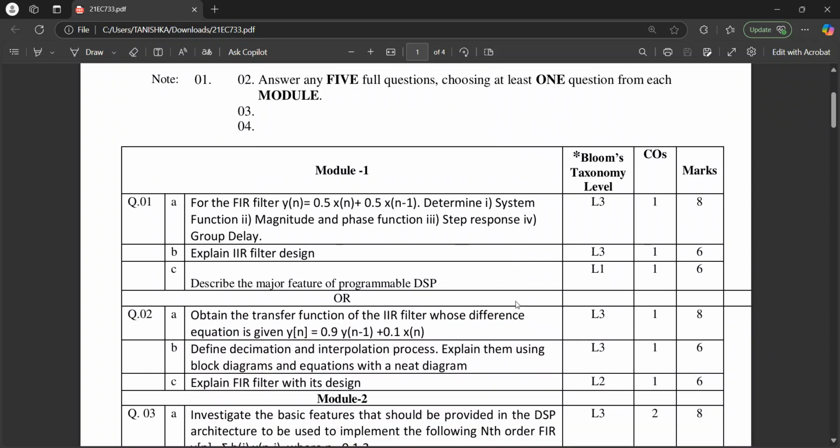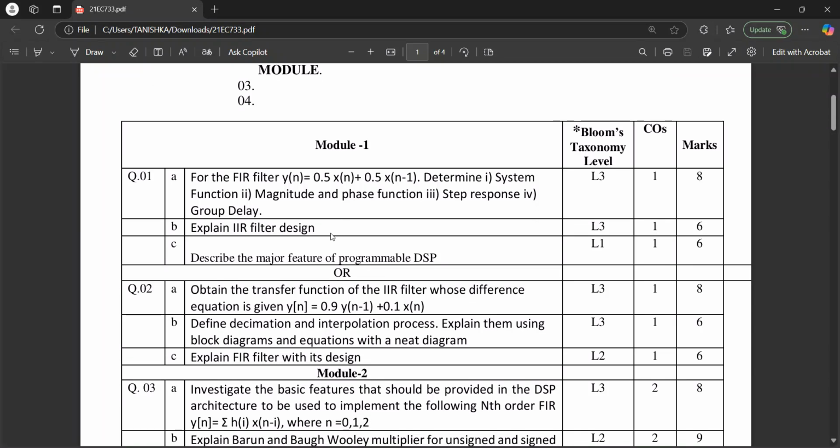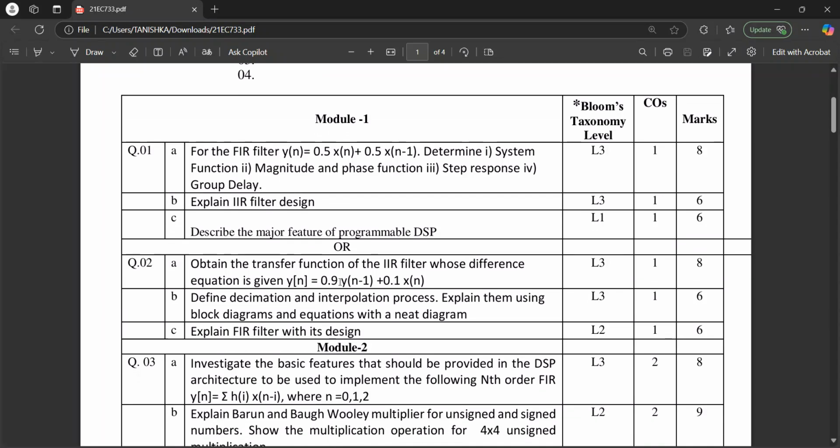In module 1, one problem is there, that is for FIR filter, and a sequence is given and you have to find the system function, magnitude and phase function, step response and group delay. Explain IIR filter design is important, and major feature of programmable DSP is also important. Also, block diagram of DSP system is important.